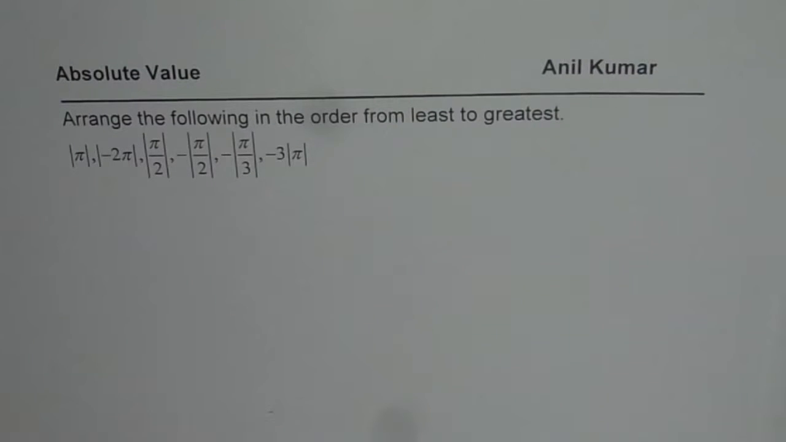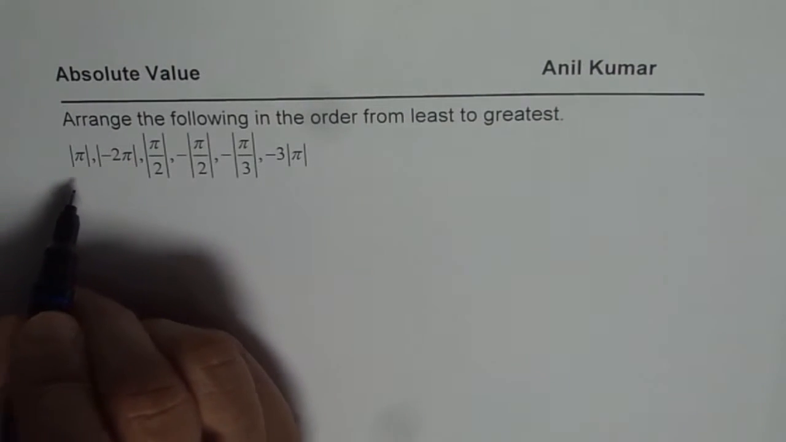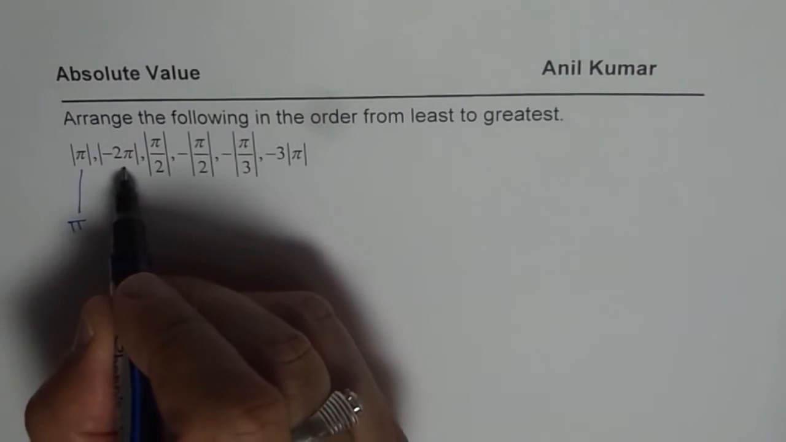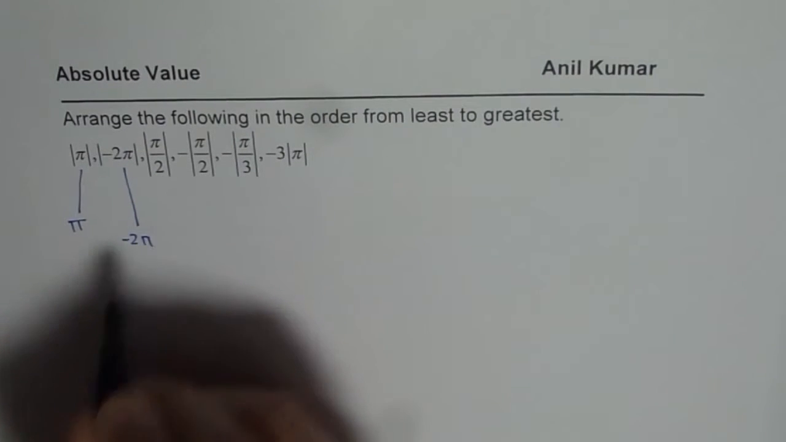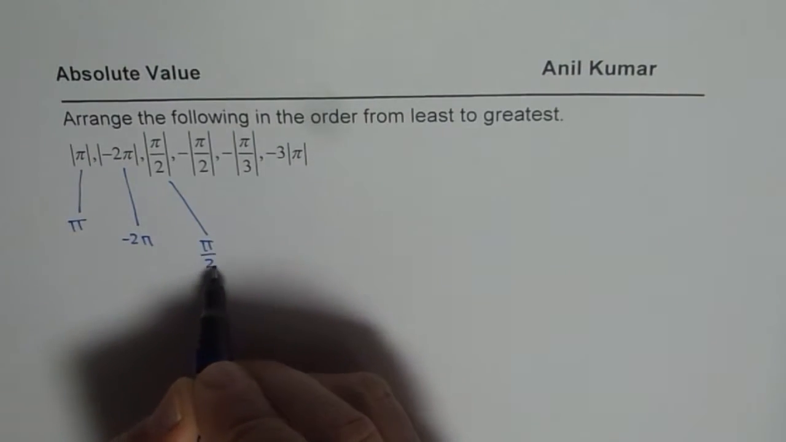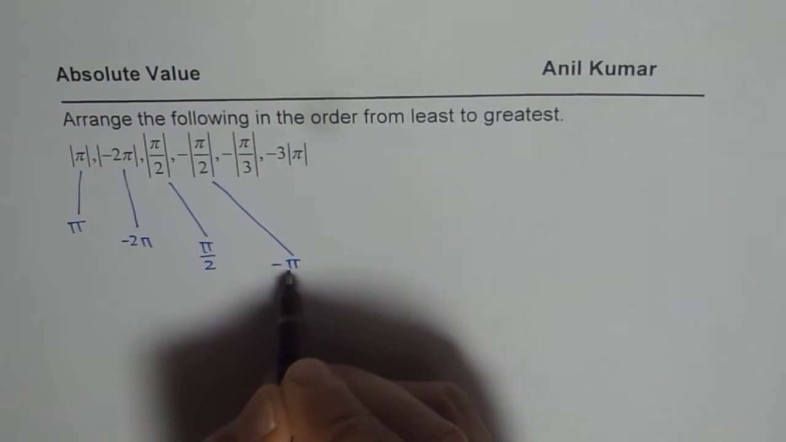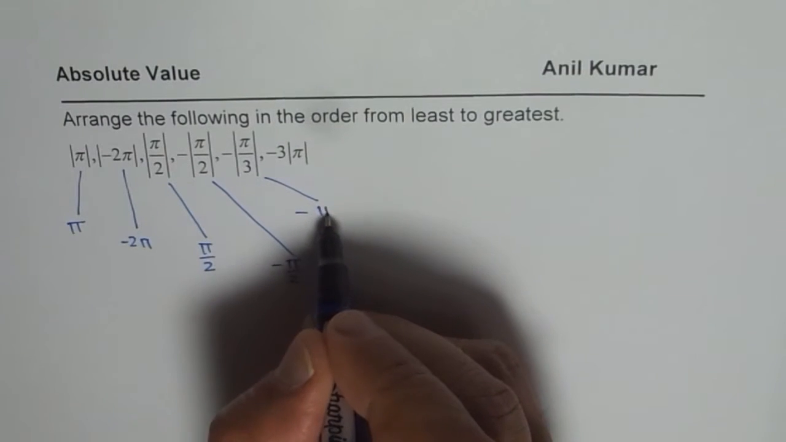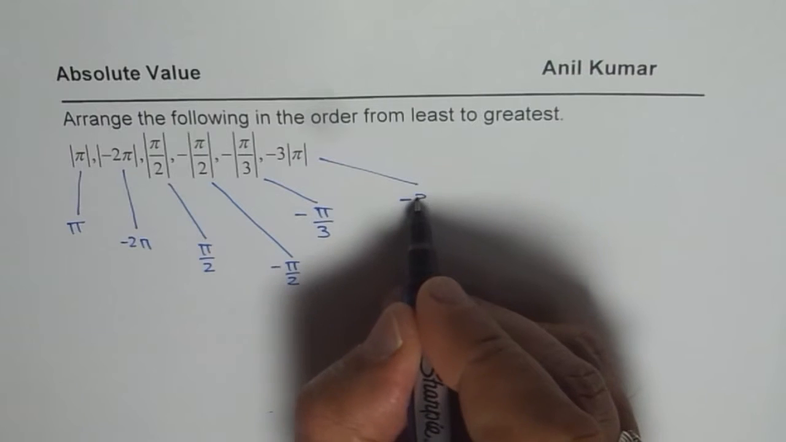Now let's think about it. If it is a positive value, let me write them as their absolute values. So this one will be pi for us, correct? This one, absolute value is always positive, so this will be minus 2 pi, correct? How about this? This is pi by 2. This value, minus is outside, so this is minus pi by 2. Here also minus is outside, so it will be minus pi by 3. And here also minus is outside, so we'll write minus 3 pi.